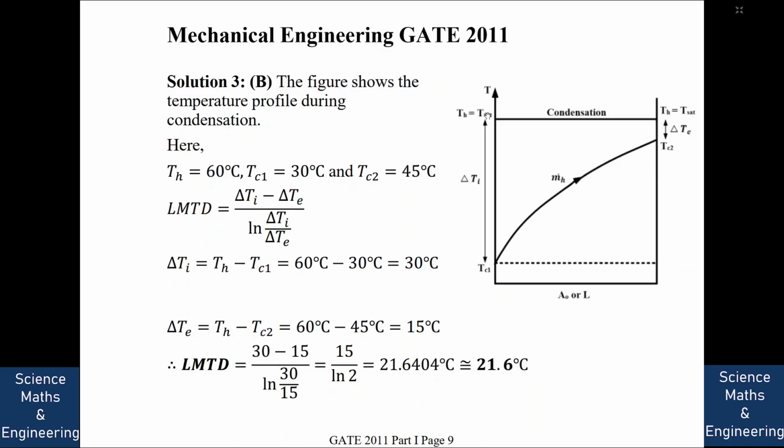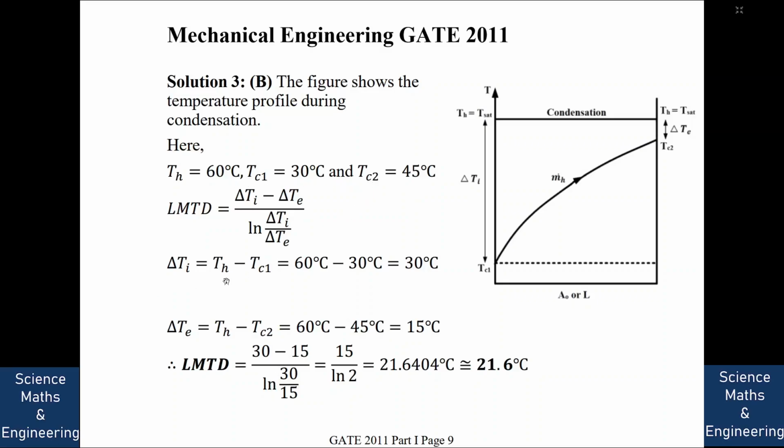So the difference of Th minus Tc1 would be delta Ti, that is the inlet temperature difference, and Th minus Tc2 would be delta Te, that is the outlet temperature difference. Now we know the log mean temperature difference is equal to delta Ti minus delta Te divided by log of delta Ti by delta Te. We already have Th, which is 60 degrees, Tc1 is 30 degrees, and Tc2 is 45 degrees.